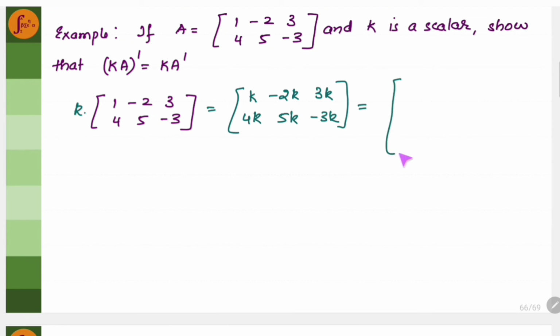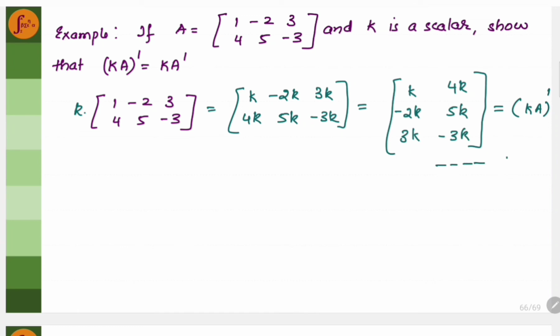Now we'll take the transpose of this, right? Let's take the first row, K, minus 2K, 3K. It's going to be column K, minus 2K, 3K. Second row, 4K, 5K, minus 3K as column. So what we have got? We have got K into A, the whole transpose. Now let's call this expression 1. So we have obtained this. Now we'll have to obtain K into A transpose. K into, let's take the transpose of A.